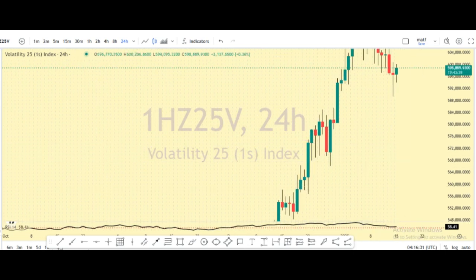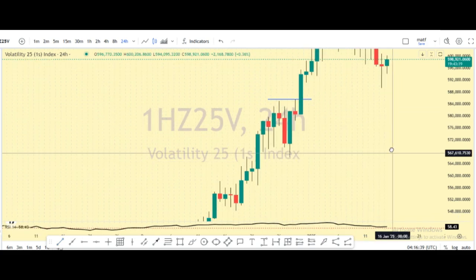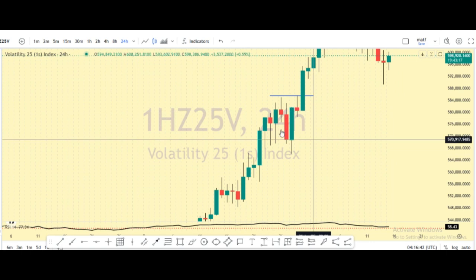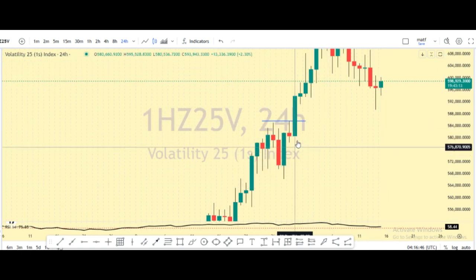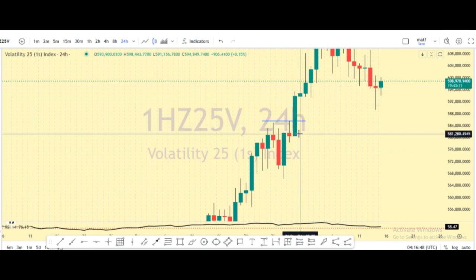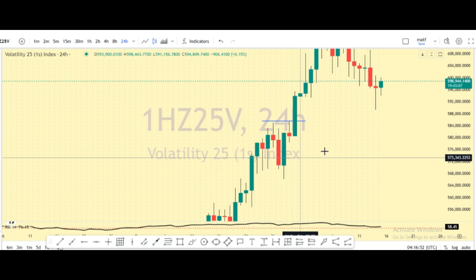This is another mini break of structure. As you can see on the higher time frame, this is a 24-hour. You see this candle give us this indecision candle. You see this very candle now. We have this struggle, price struggled a bit here. Now we have this indecision candle, and this candle broke through. You see, this is a mini break of structure as well on the higher time frame. It is not pronounced as a break of structure on the higher time frame.